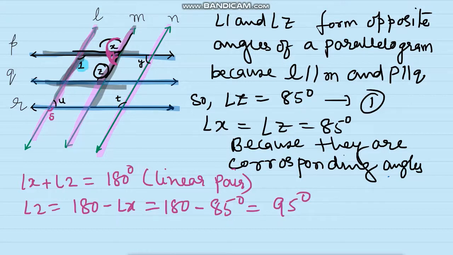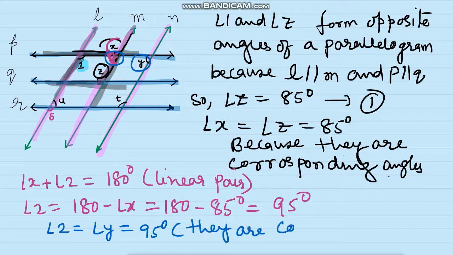Now see angle 2 and angle Y. Look at angle 2 and angle Y. Both of them are forming corresponding angles. So angle 2 equal to angle Y equal to 95 degrees. They are corresponding angles.